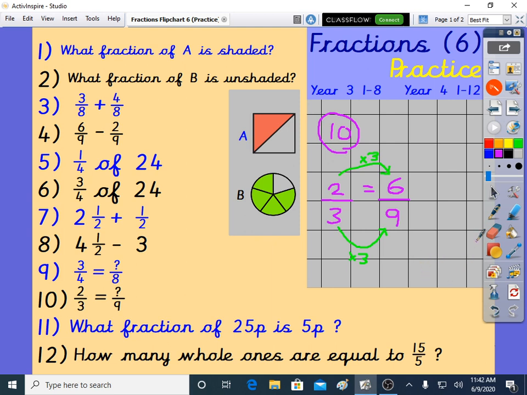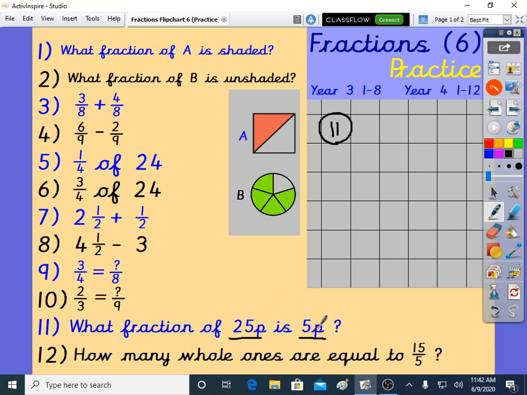That's question 10 done. Just some word problems to finish off. These can be the harder ones. I know you get a lot of these in your mental arithmetic books if you're using those. What fraction of 25p is 5p? This is really saying how many 5p's fit into 25p. So really all you have to do is sing your 5s up to 25.